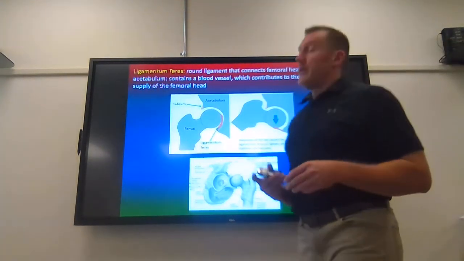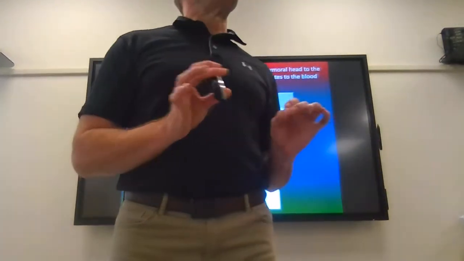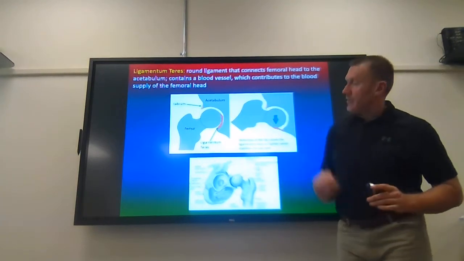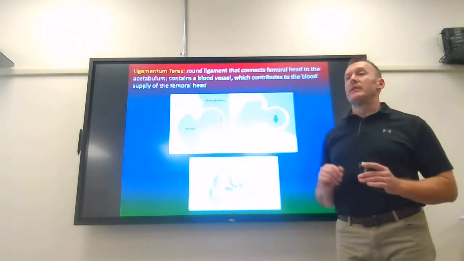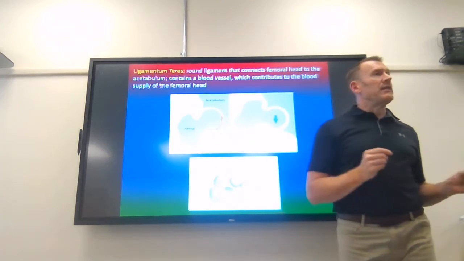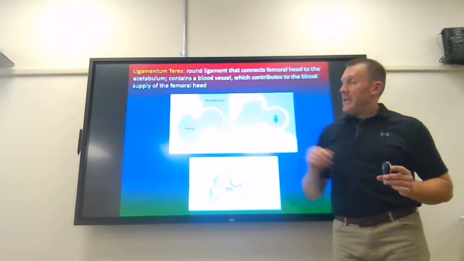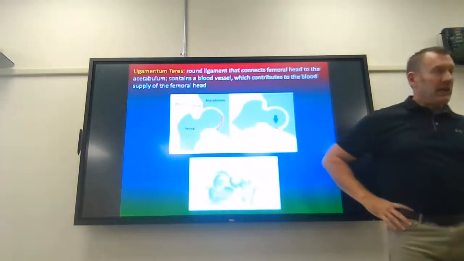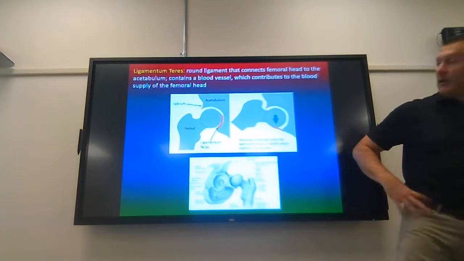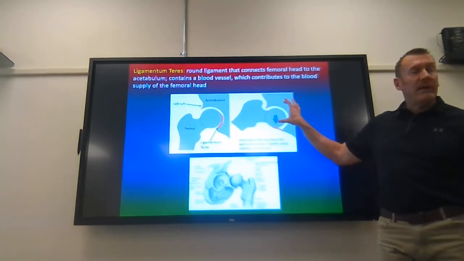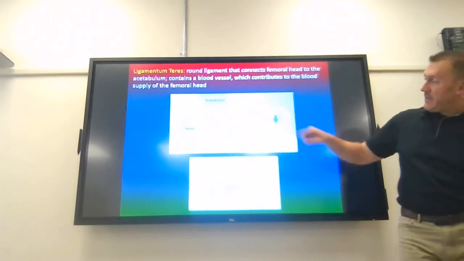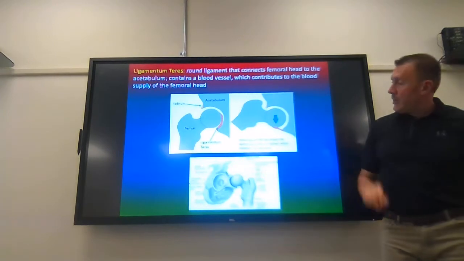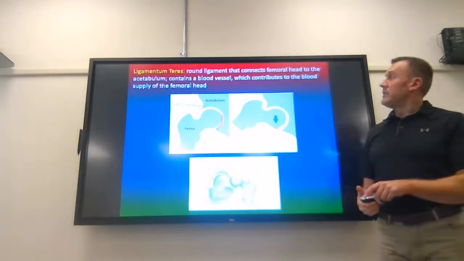Okay, all right, so within the hip joint itself, we have a ligament that attaches to the femoral head. This is called the ligamentum teres. It has blood vessels in it to supply the bone that makes up the head of the femur. It also has a function because as we abduct the hip, this ligament is going to provide for some stability. It's going to get tight. As we abduct the hip, that ligament is going to tighten to help with stability of the hip joint.